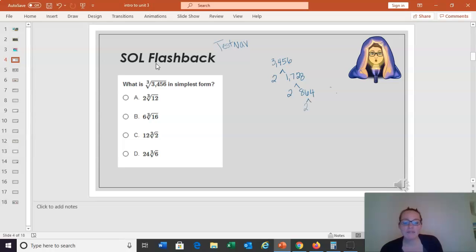So then half of 864 is 432. We just keep going. 2 is definitely a factor of 432 because of the 2 at the end. So that's 216. And half of 216 is 108. And half of 108 is 54. Half of 54 is 27. Okay, now we get to 27. We know 27 is not divisible by 2. So then I just go to the next number.